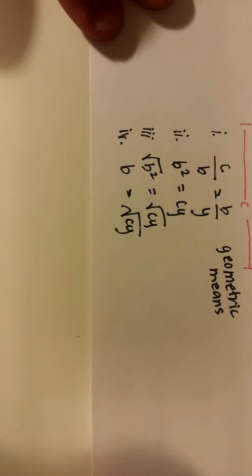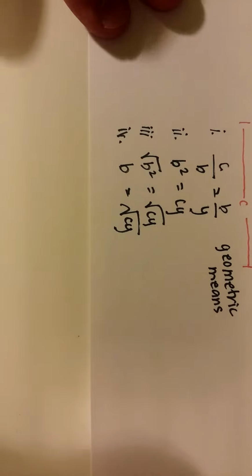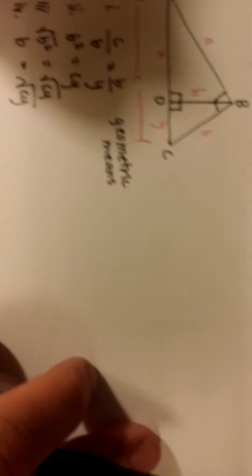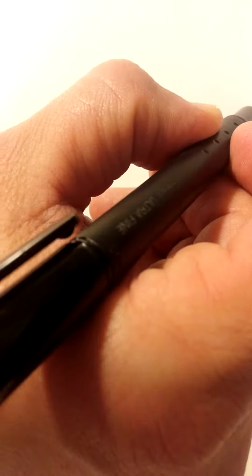Now, let me show you an actual problem where we would be using something like that, okay? So I'll show you what kind of problem that we could use here. Let's just move all that out of the way, and let's go ahead and rewrite a new problem. So here's our triangle again.